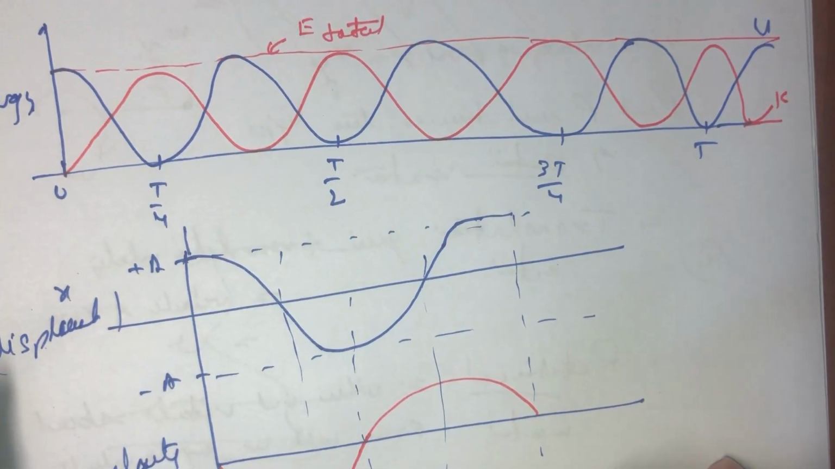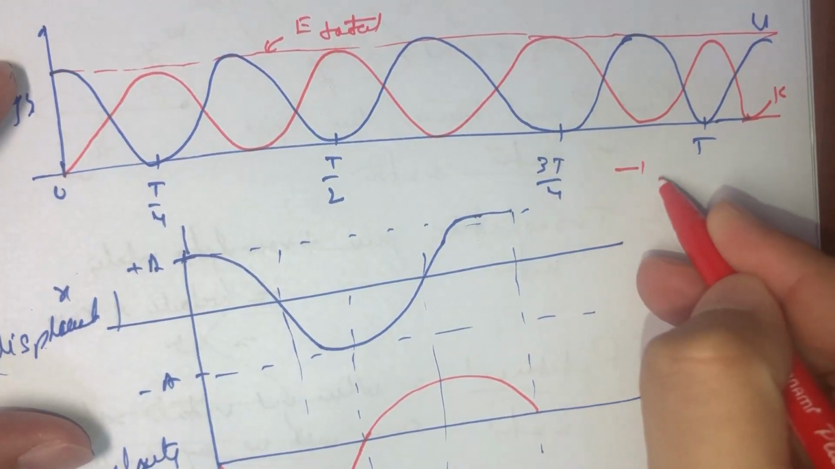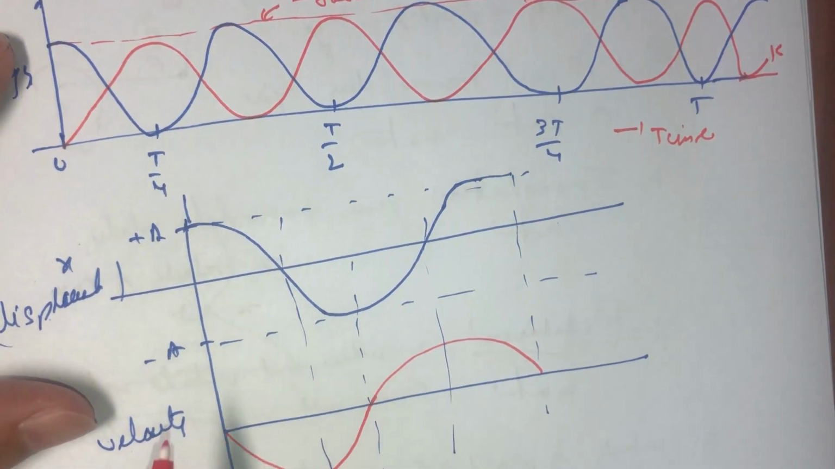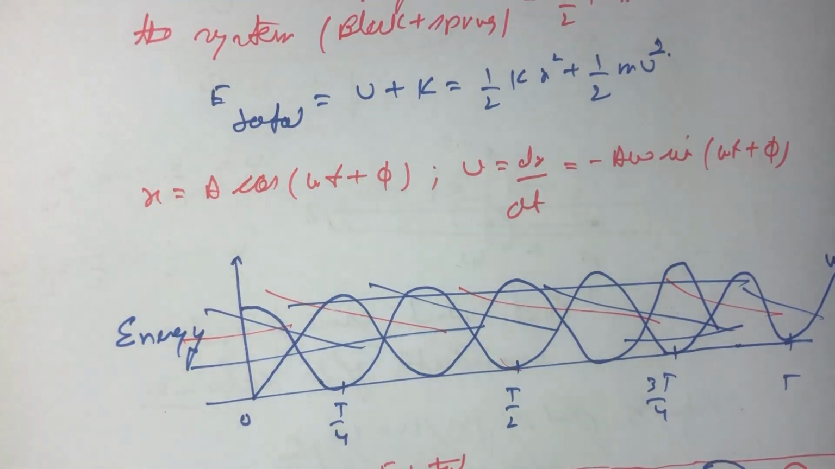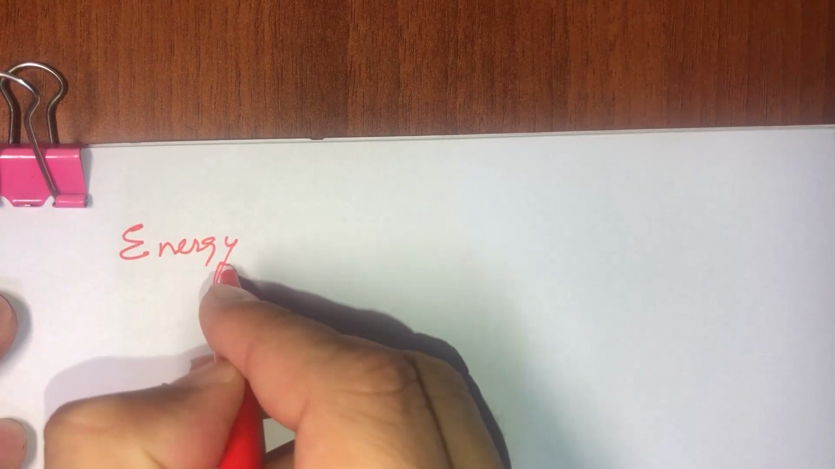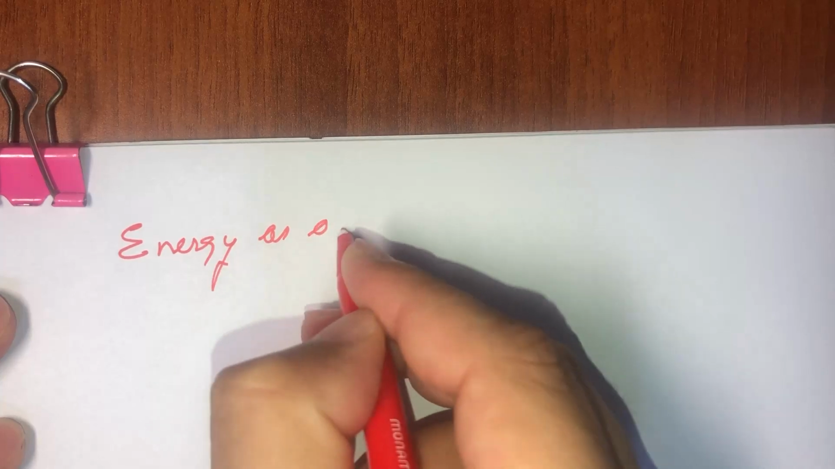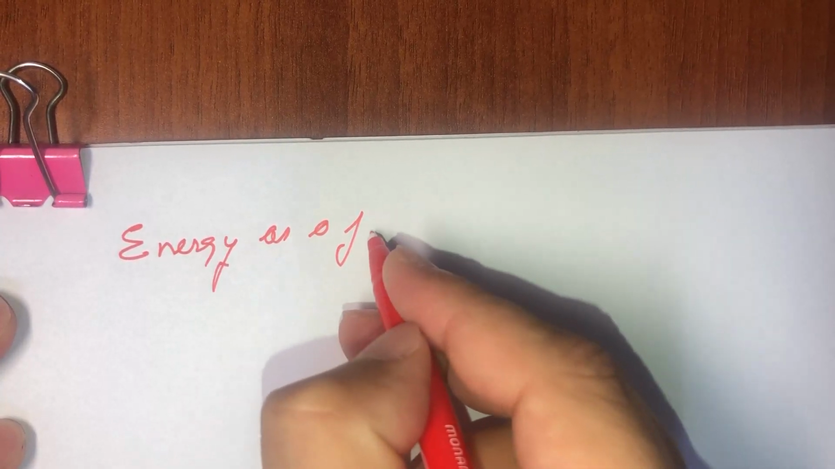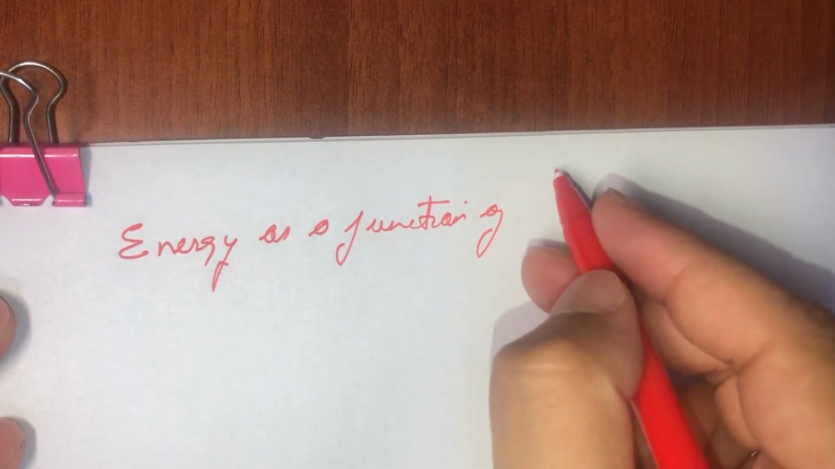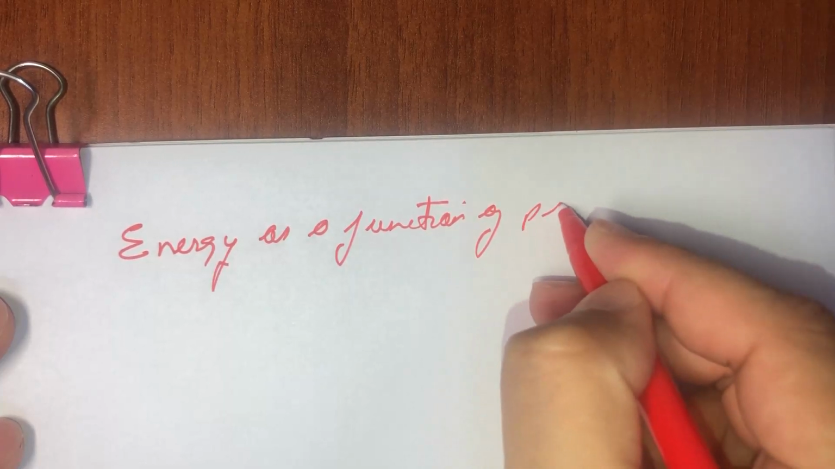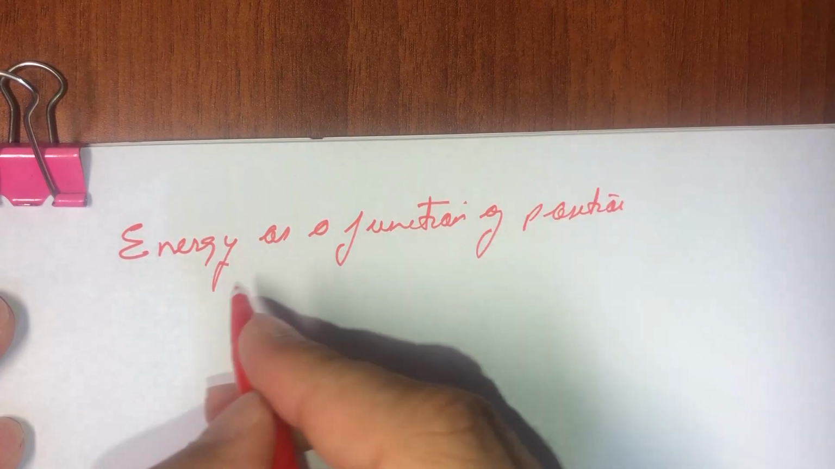Now we plotted energy with respect to time, and this is our displacement as well as velocity. We can also plot the energy function with respect to position. Okay, energy as a function of position.